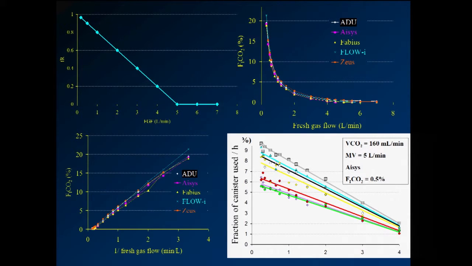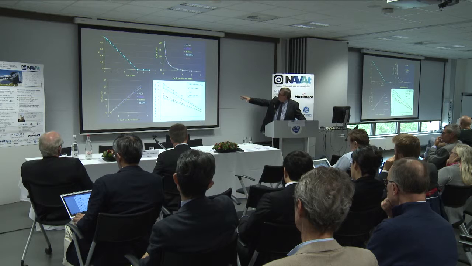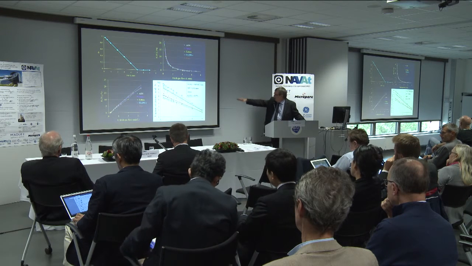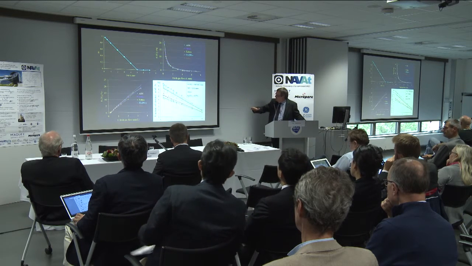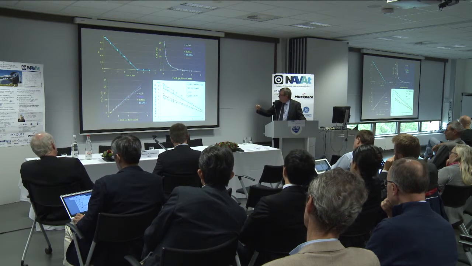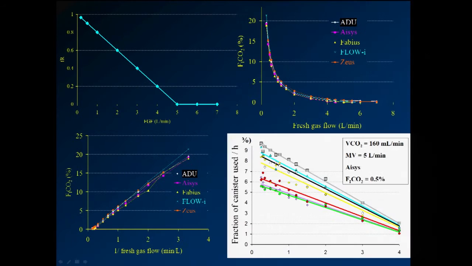I'm now going to go to the second lecture about CO2 absorbers. There is a way to plot canister life as FCU, and we also see that the fraction of the canister that you use per hour increases linearly as the fresh gas flow is decreased. And if I can predict this, then I can come up with a cost model.